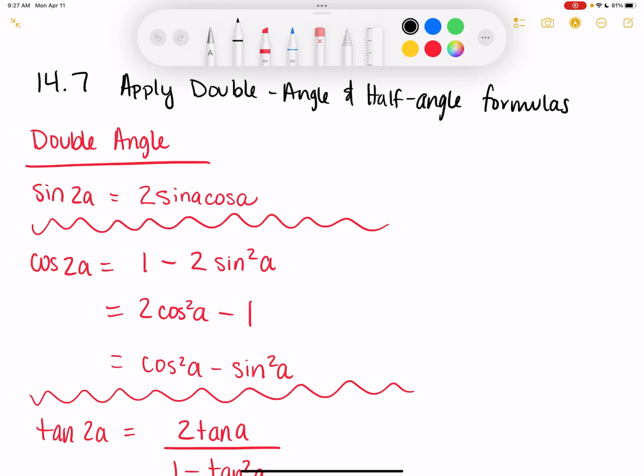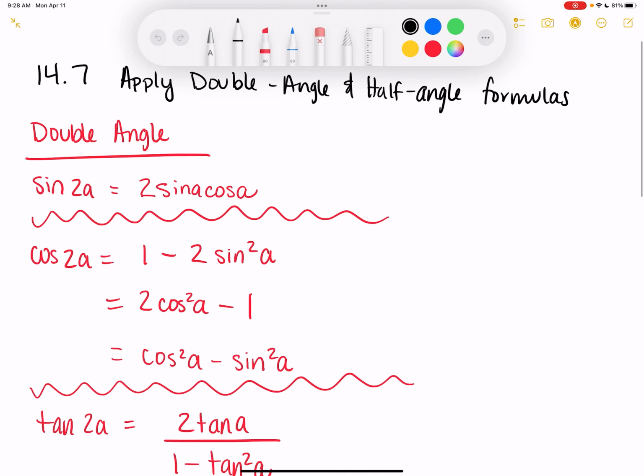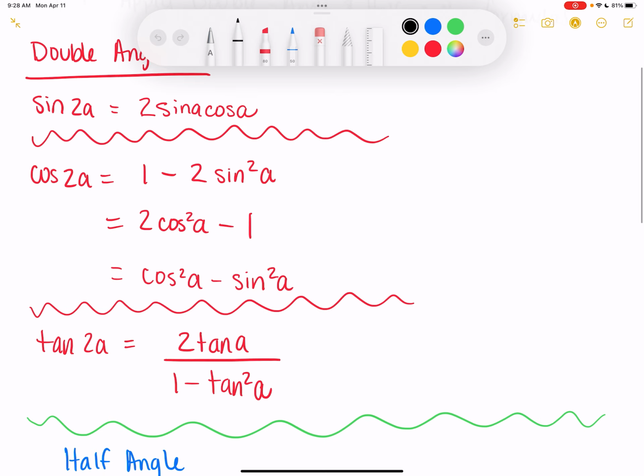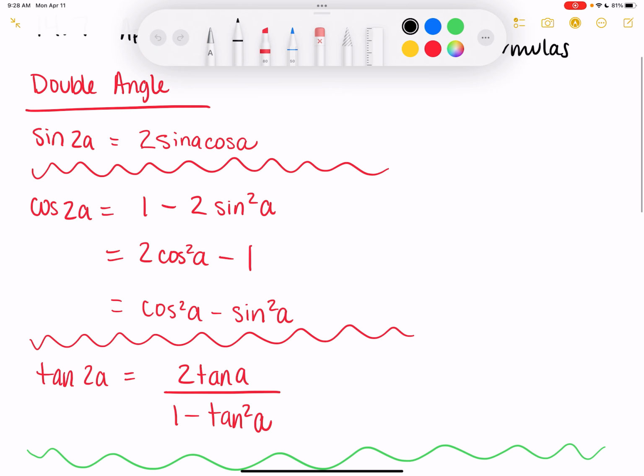So just a quick review of these, just to look over. Okay, we have all these double angle formulas. They are a lot easier than the half angle ones. Sine and tangent, relatively easy. Cosine, there's 3 options to pick from. It's just going to come down to picking which one's the easiest one with a given scenario.